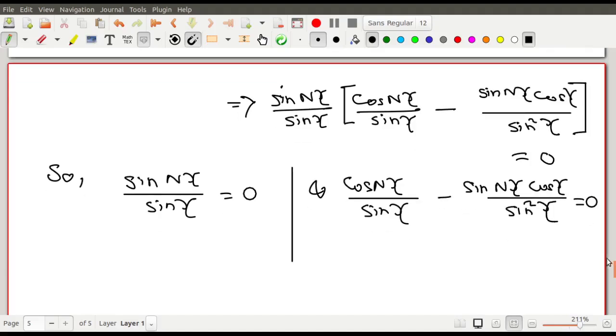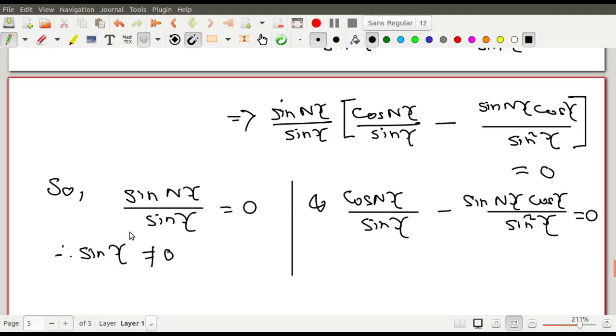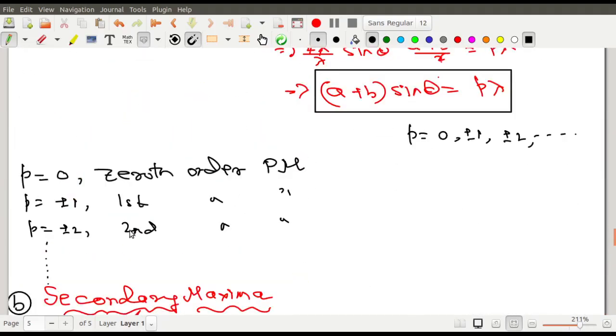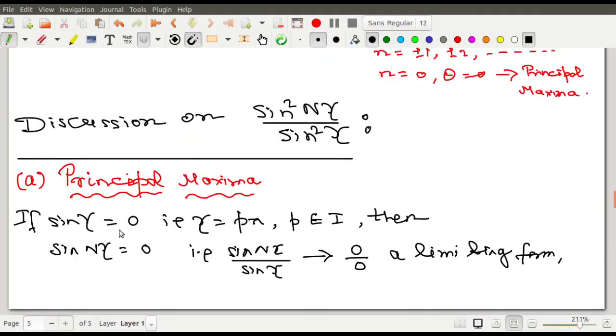So from here the condition that I obtain is that, in this case you definitely have sin gamma not equal to 0, তাই না? Because sin gamma নিশ্চয়ই 0 হবে না, because if sin gamma is 0, the denominator will be 0. I have already said that if sin gamma is 0, কোনোভাবে যদি sin gamma 0 হয়ে যায়, then sin n gamma is also 0, so it will be particularly 0 by 0 form.